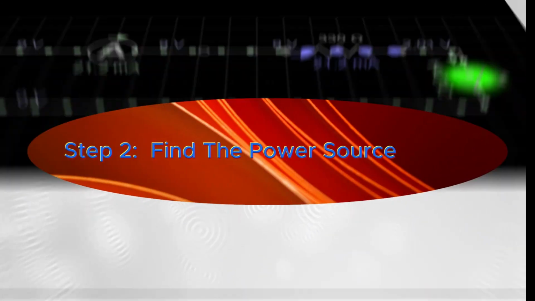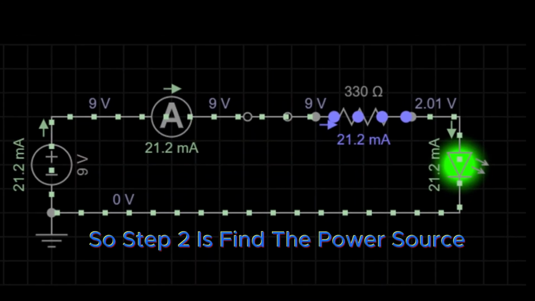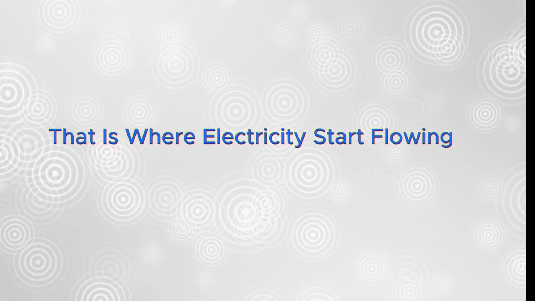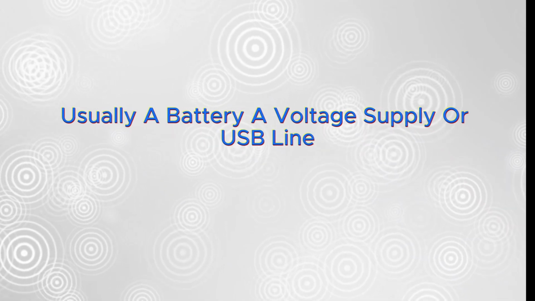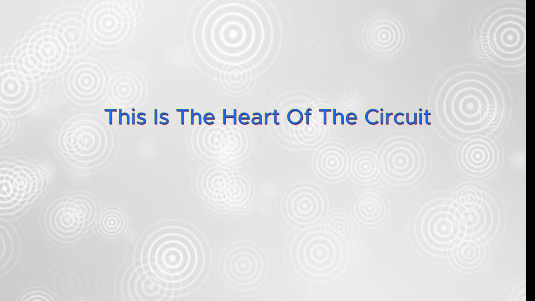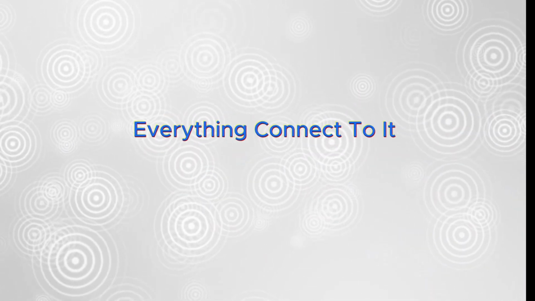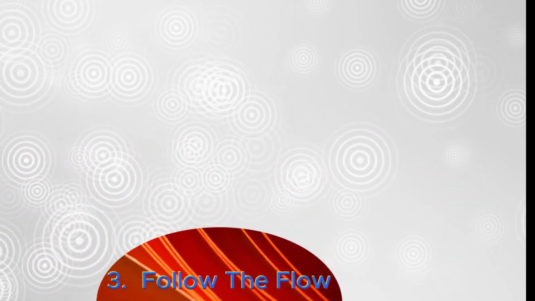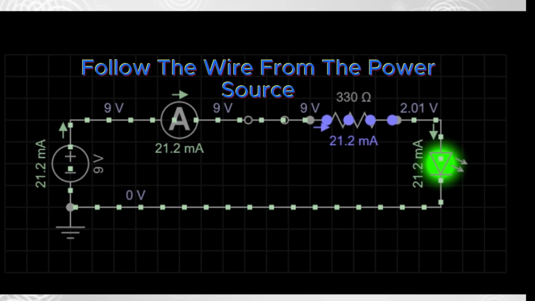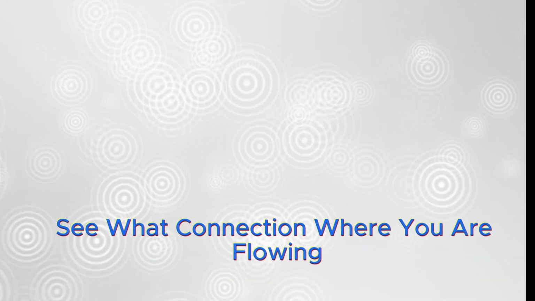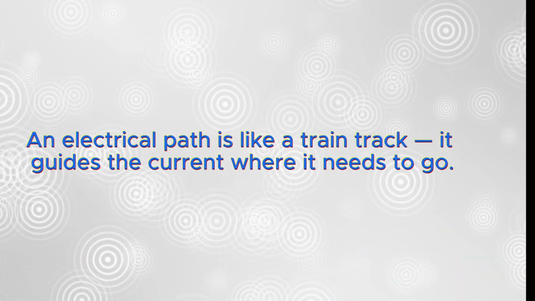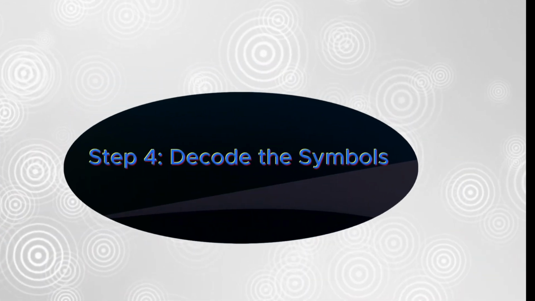Step 2, find the power source. That is where electricity starts flowing. Usually a battery, a voltage supply, or a USB line. This is the heart of the circuit. Everything connects to it. Follow the flow. Step 3, trace the wire from the power source. See what connects where, following the path of electrons like a train.